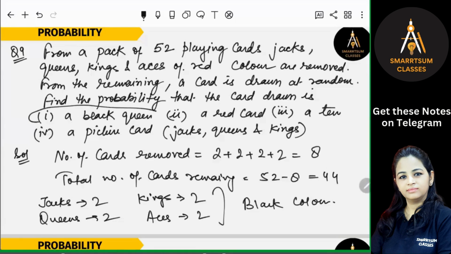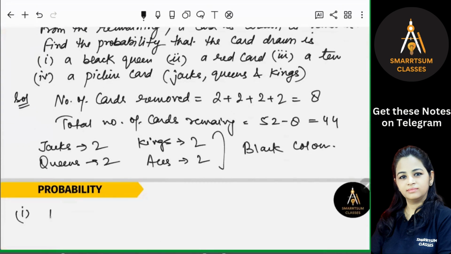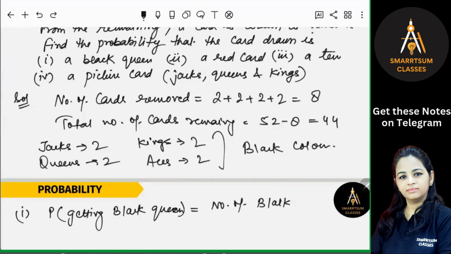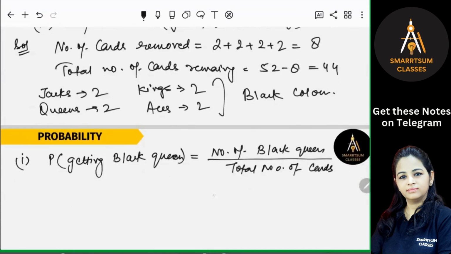So in the first part, we have to find the probability of a black queen, means a queen of black color. So the probability of getting a black queen will be equal to the number of black queens, which means the number of favorable outcomes, divided by the total number of cards in the deck now. So how many black queens are there now? Two. Two queens are left which are black color. One is a spade and one is club.